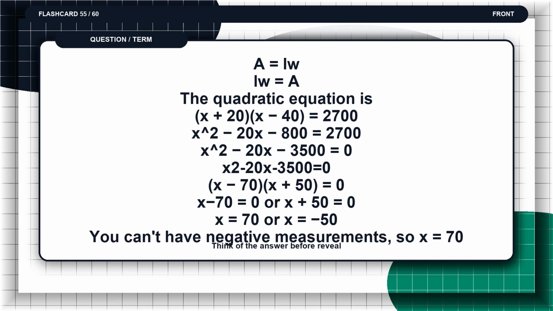Flashcard 55. Area equals length times width, so the quadratic equation is (x + 20)(x - 40) = 2700. x² - 20x - 800 = 2700, x² - 20x - 3500 = 0, (x - 70)(x + 50) = 0. x - 70 = 0 or x + 50 = 0, so x = 70 or x = -50. You can't have negative measurements, so x = 70. Think of the answer before the reveal.